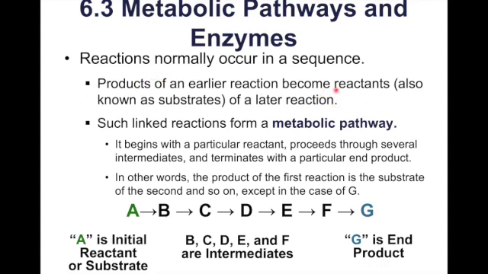Products of an earlier reaction become the reactants of a later reaction. And so those are linked together in a product pathway. You begin with a particular reactant and then go through several intermediates, right? So A could become B to become C, D, E, F, finally G. G is the end product. A is the initial reactant, and these are all intermediates in between.